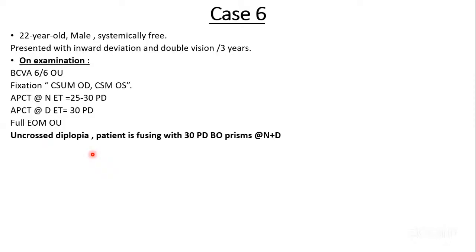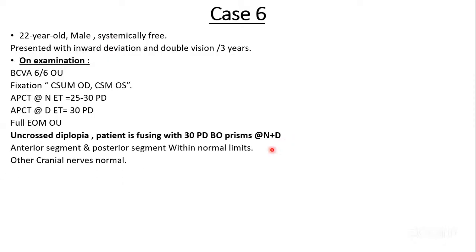And usually the red image will be on the left side. The white image will be on the right side, crossed. Okay? So this patient is having uncrossed diplopia and he is fusing with 30 prism diopter base out at near and distance. So what did we do for this patient? After examining the anterior segment, posterior segment, it was normal. I checked other cranial nerves to make sure that there are no other cranial nerve palsies.